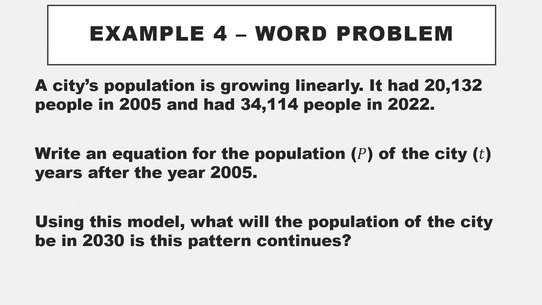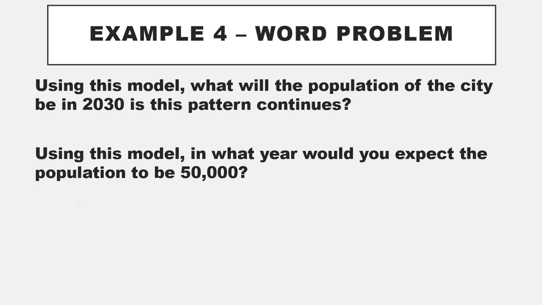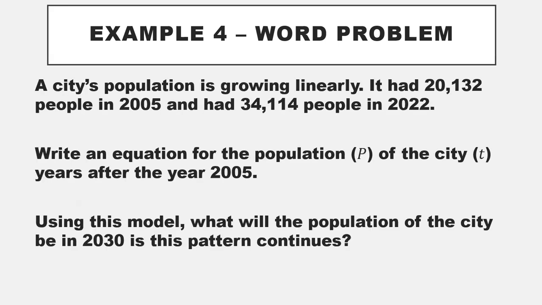Yeah, this is very, very similar to example 2, isn't it? Okay. And then it says, using this model, what would the population be in 2030, if this pattern continues? And then using this model, what year would you expect the population to reach 50,000? Actually, since we're going to end early today, I'm just going to go through this right now. Does that work? All right.